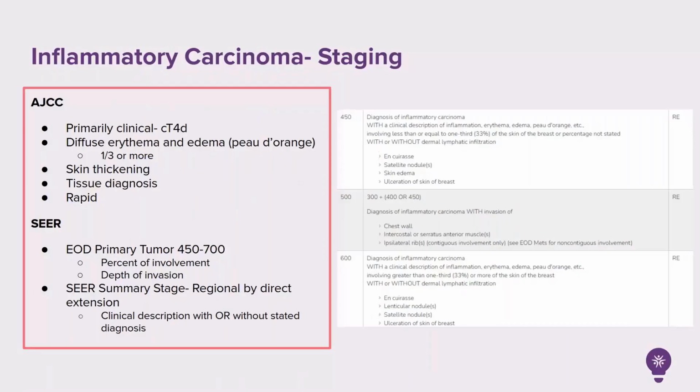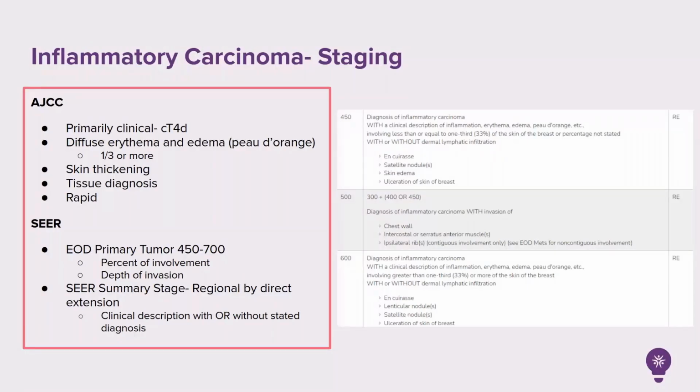The slide shows the staging criteria for AJCC and SEER, and there are just some slight differences here. Per AJCC, inflammatory carcinoma is primarily a clinical diagnosis and is assigned a cT4d. It's identified by the diffuse erythema and edema, peau d'orange, involving approximately one-third or more of the skin of the breast. Imaging may show a detectable mass and skin thickening over the breast.